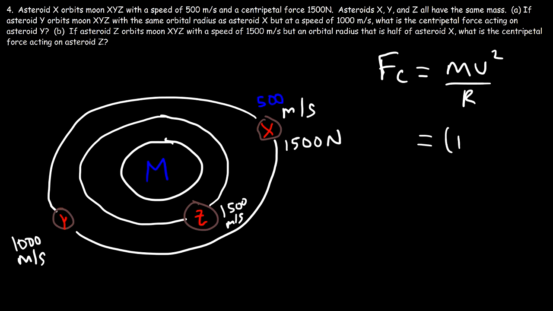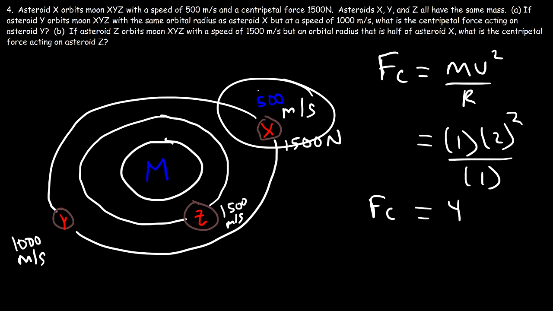So the mass doesn't change. Let's put a 1. The speed doubles, and the radius doesn't change. 2 squared is 4. So the centripetal force will increase by a factor of 4 if we double the speed. So if X has a centripetal force of 1500, then Y is going to be 1500 times 4. So the centripetal force is going to be 6,000 newtons.